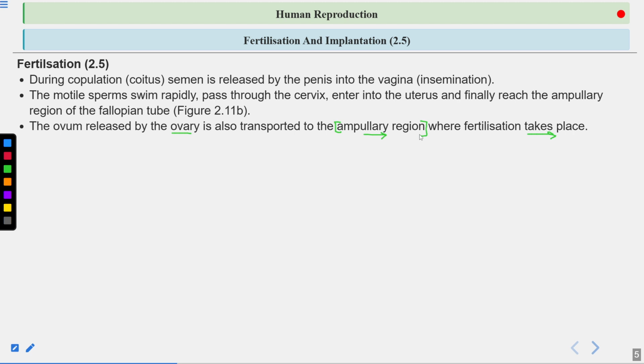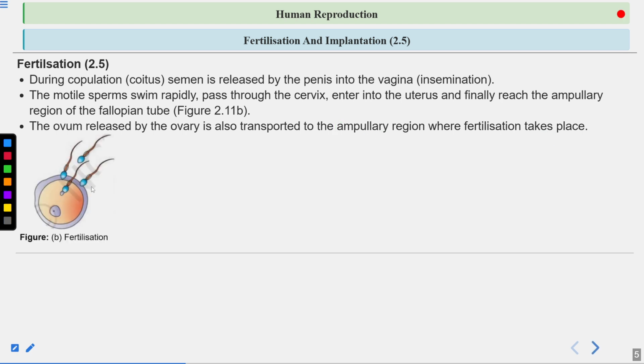So if only sperm is there and there is no egg, or if there is only egg and there is no sperm, then fertilization will not occur, and there will be no pregnancy. Clear? That's why not all coitus, all sexual intercourse, leads to pregnancy. Sometimes the sperm is there and the egg is not there, or vice versa. For fertilization, both the gametes should be present in the same area. That's why not all coitus leads to pregnancy.